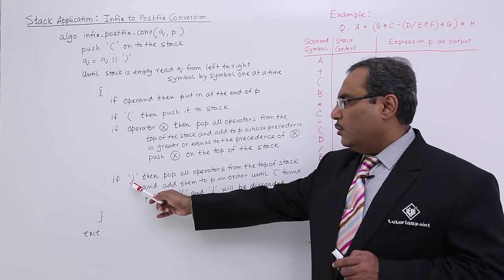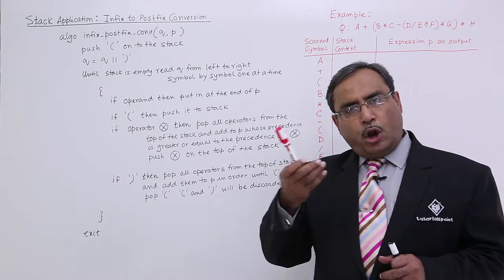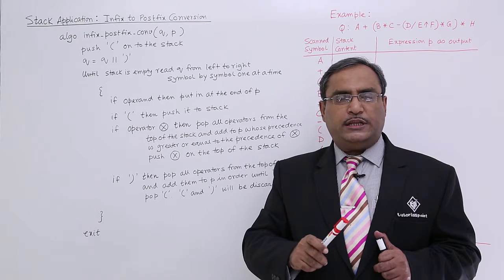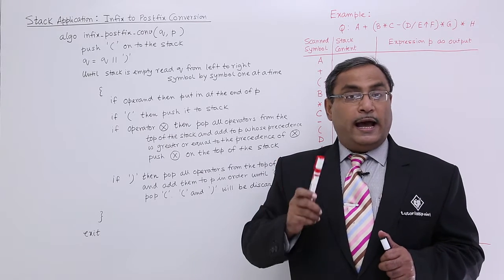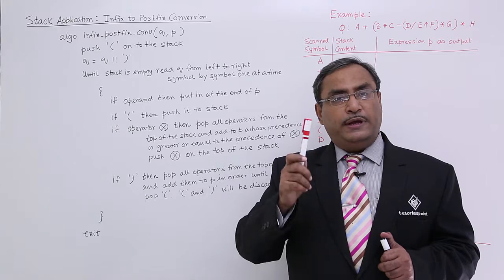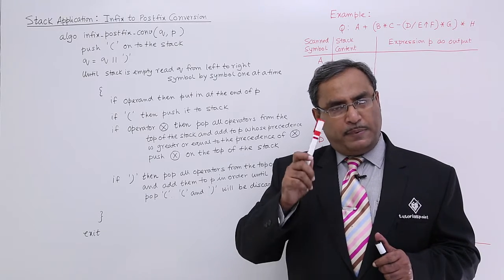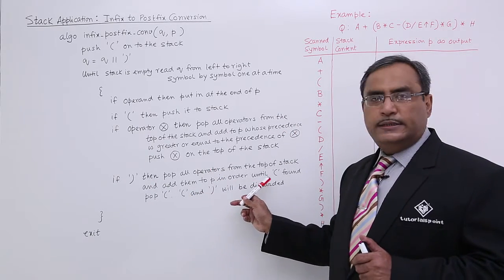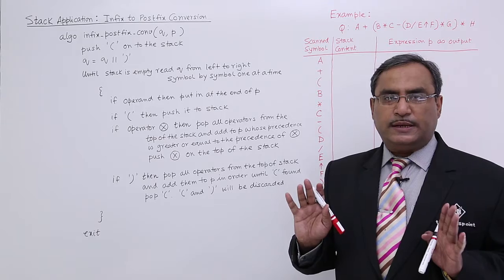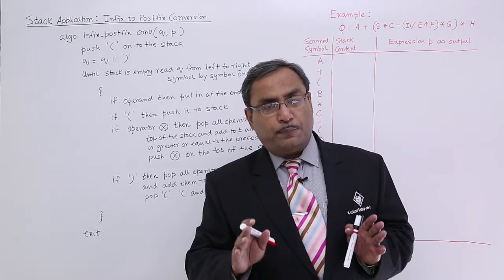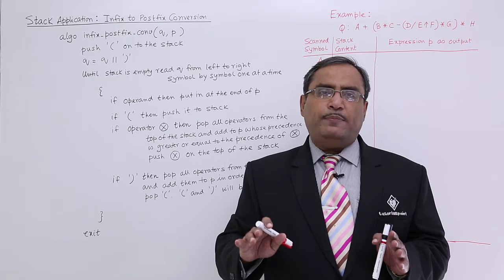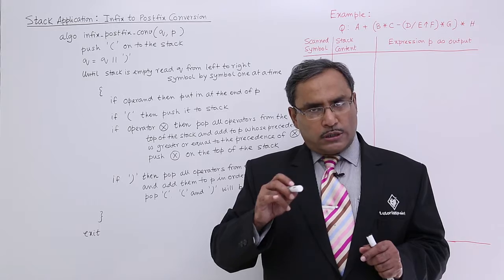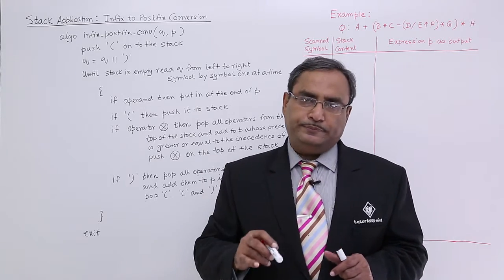That means if we get the closing bracket, then pop all operators from the top of the stack and put them at the end of P in the same order in which they were popped. And then if we get one open bracket, that parenthesis will also be popped out. The open parenthesis and the closing one will be discarded and disappear from the system. Why? Because we know that in a postfix expression, we don't require any bracket. The order of operands and operators will decide the precedence or the priority.